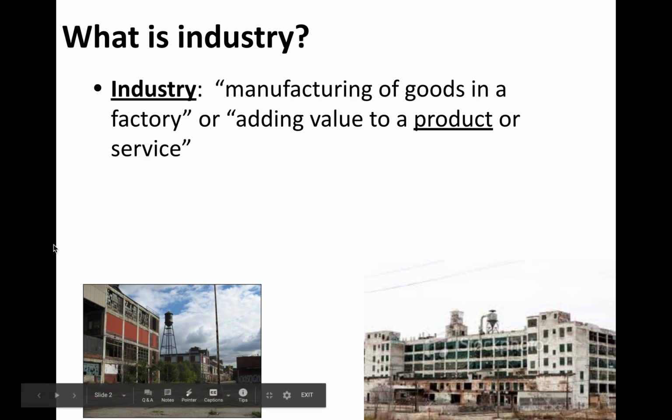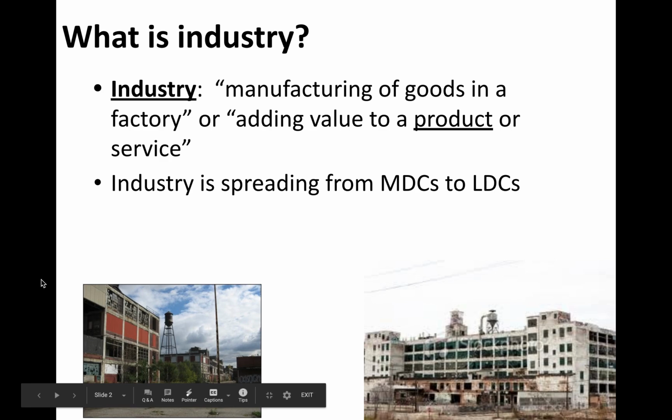What is an industry? Industry is the manufacturing of goods that come from factories. It's adding value to a product, which is another way of looking at industry. Industries spread from MDCs to LDCs, meaning that industry started in MDCs, and more recently, in the late 20th century, from the late 1950s on, we begin to see the shift to LDCs that have industries.